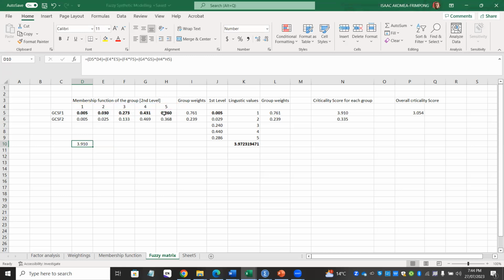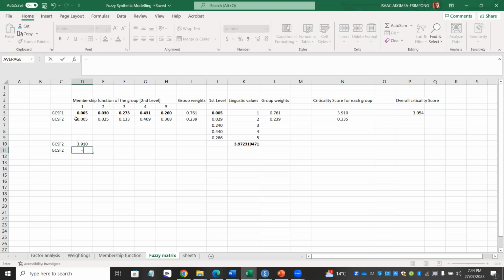I think I've already done it here, but it's the same anyway. So group 1 is giving us 3.910. Wow. That's how I name my group, GCSF1. So let's look at GCSF2, group 2, and see the level of criticality of group 2.